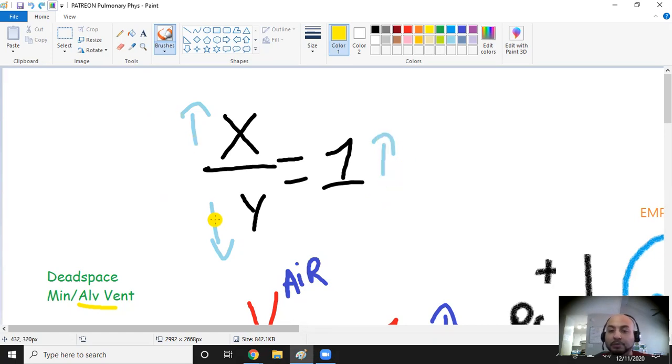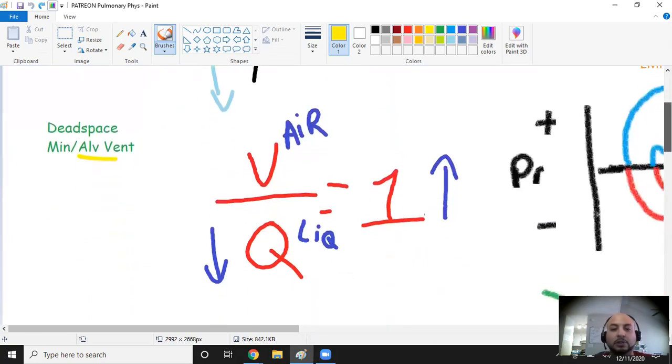This is very, very important to remember because they call this your VQ mismatch. So with your VQ mismatch, the V stands for ventilation, Q for perfusion, or I put air and liquid. I just find it to be much easier to understand, right? We have air and we have liquid. And again, it is equal to 1.